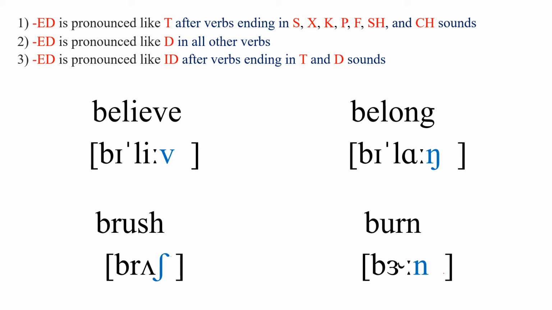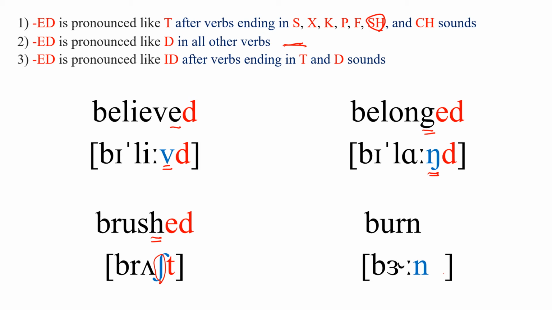Next one, believe. This is an E ending, so we just add D, and then this is a V sound, which is voiced, so we add D, and we read believed. Next one, belong. This is a G sound, a consonant, so we add ED, and NG is voiced, so we add D here, and we read belonged. Next one, brush. This is a consonant, we add ED, and because this is the SH sound here, we add T and read brushed.